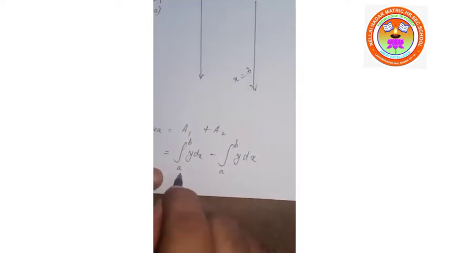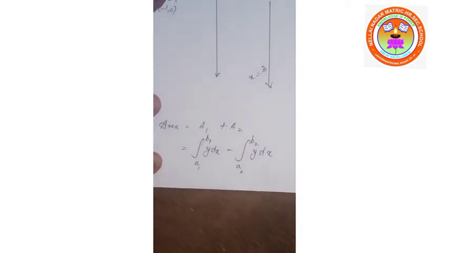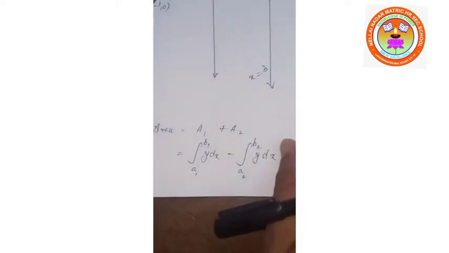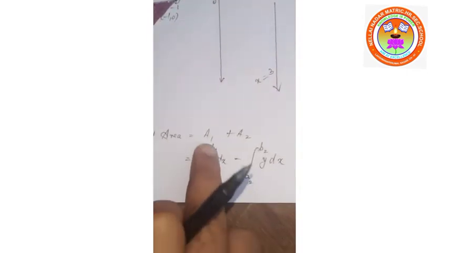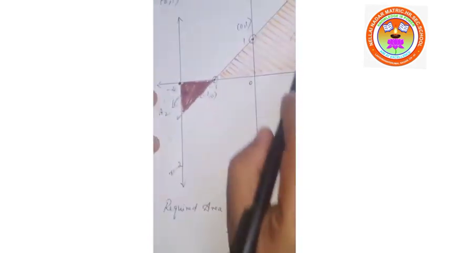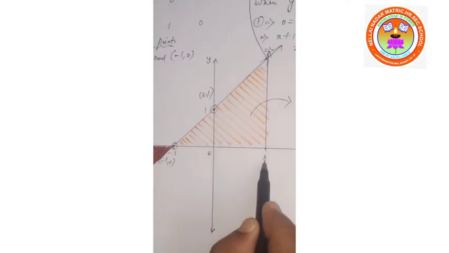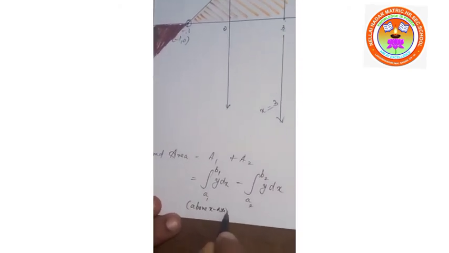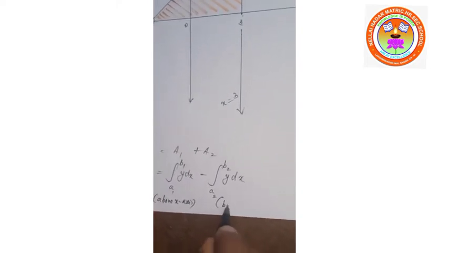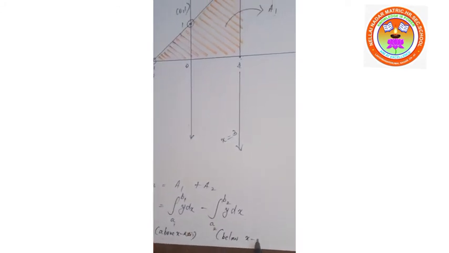Better I write a1 b1, a2 b2. Now a1 b1, that is a lower limit, upper limit. Instead of a and b, I have taken a1 b1, here a2 b2. So in capital A1, small a1 is -1 and small b1 is 3. Lower limit, upper limit, -1 to 3. This is above x-axis. This portion is below x-axis. For below x-axis only, I have introduced the sign minus.